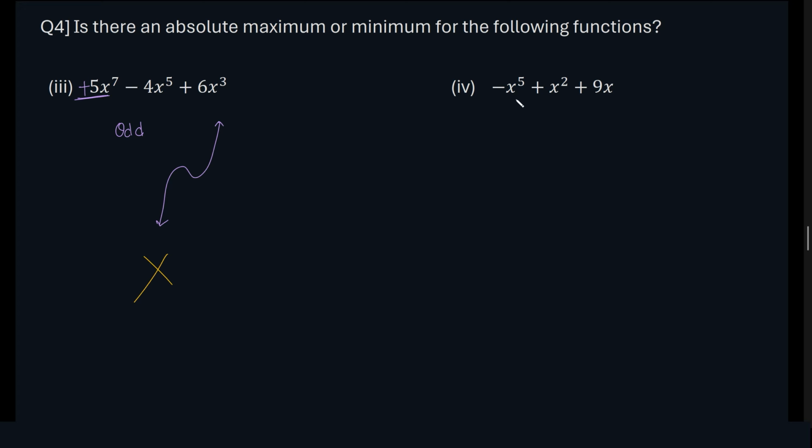Similarly, in the fourth function, the degree is 5 and the leading coefficient is negative, so the graph looks something like this, where again, because of the arrows, we do not get any global extrema.